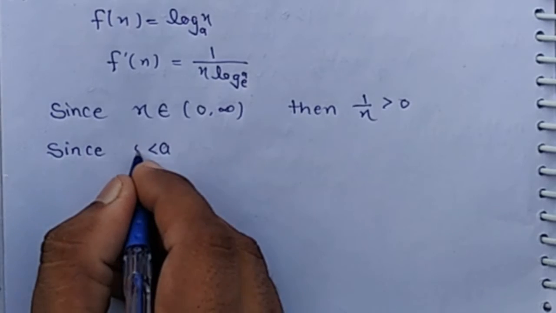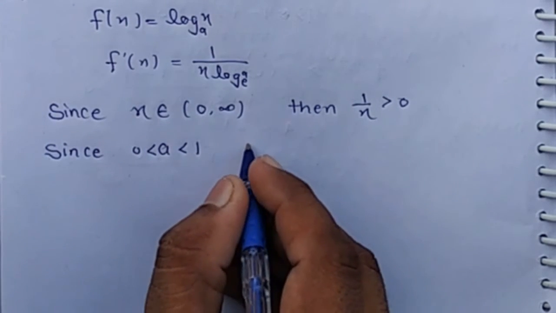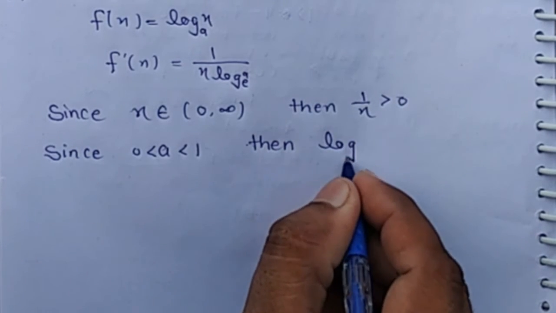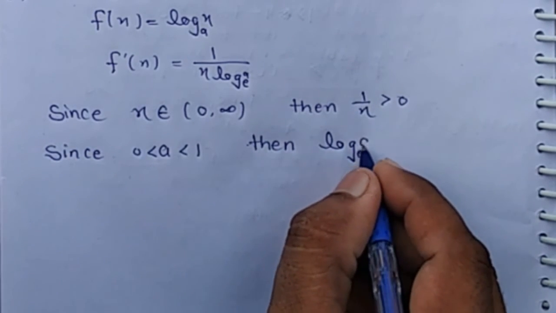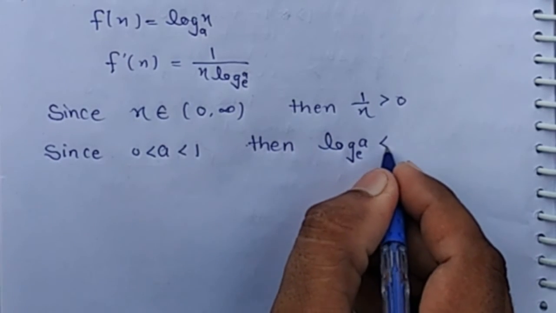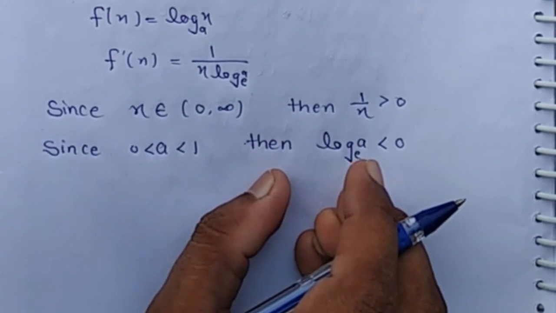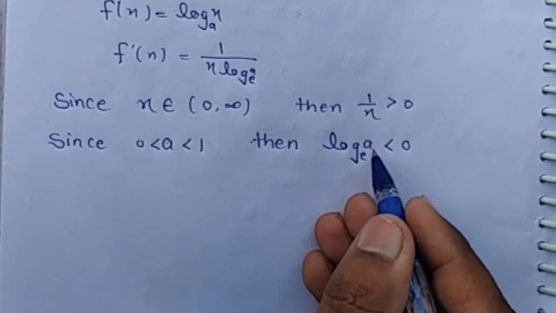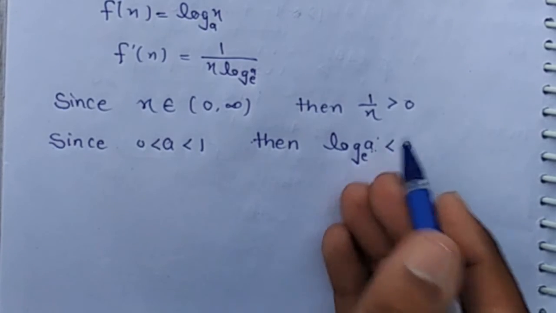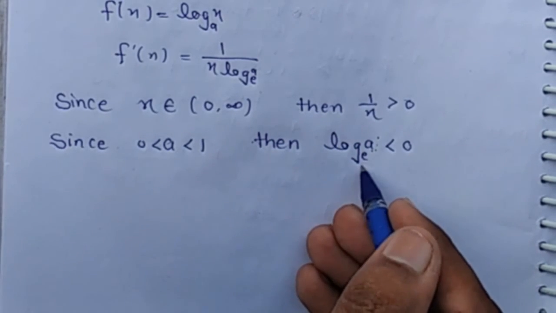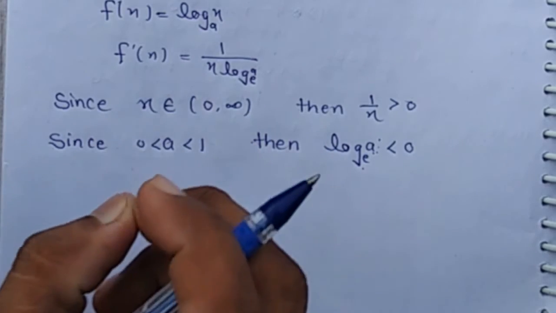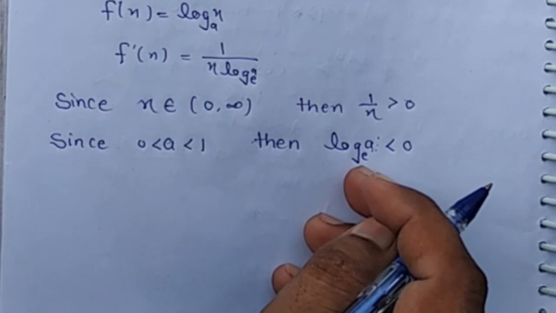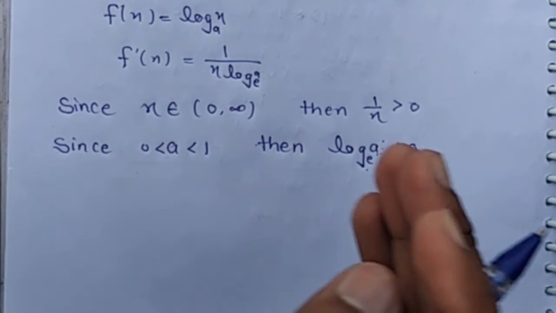Now since a lies between 0 and 1, then log a at the base e is less than 0, because if we put a equal 1 by 2, then we have 2 to the power minus 1, means minus log 2 at the base e, which is negative. If we put any value between 0 and 1, then we see that log a at the base e is less than 0.